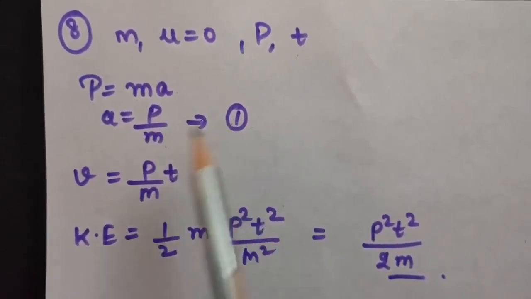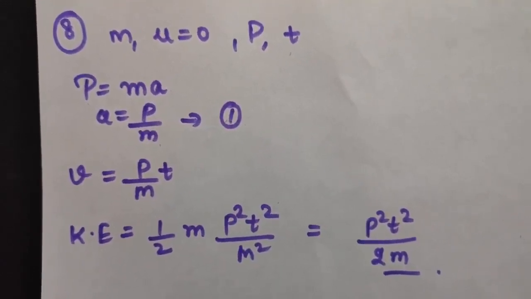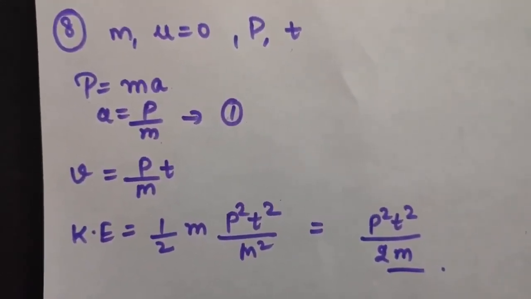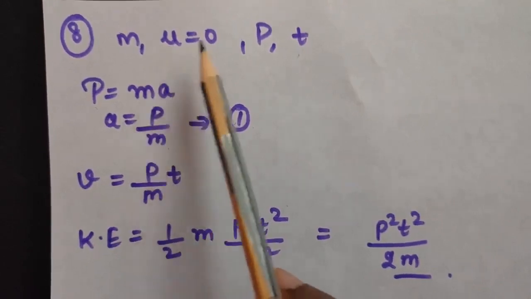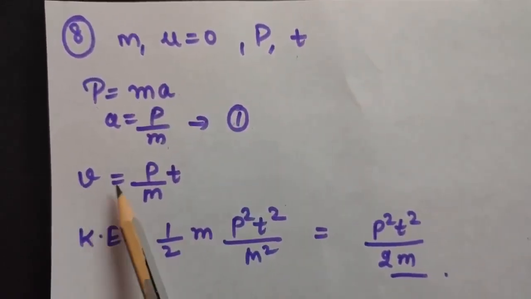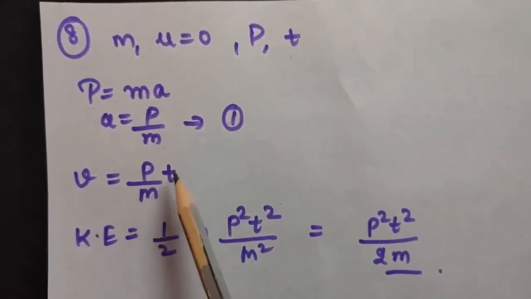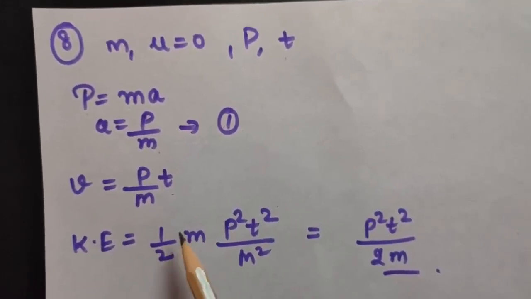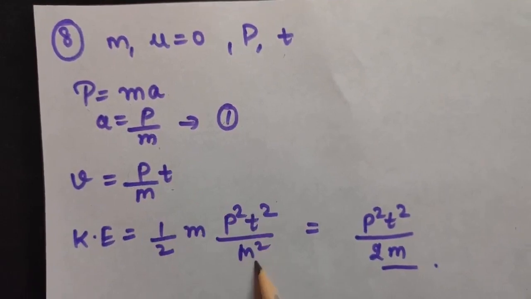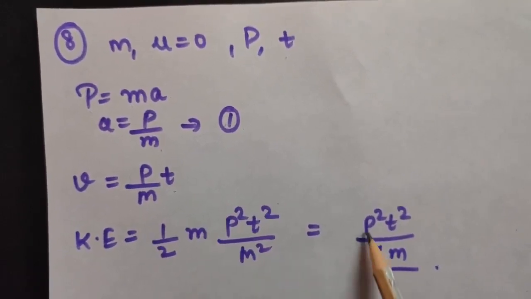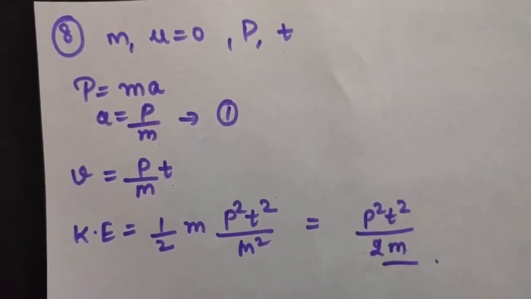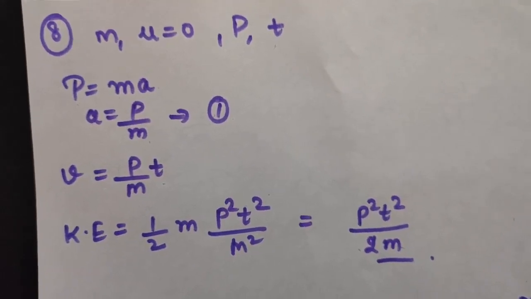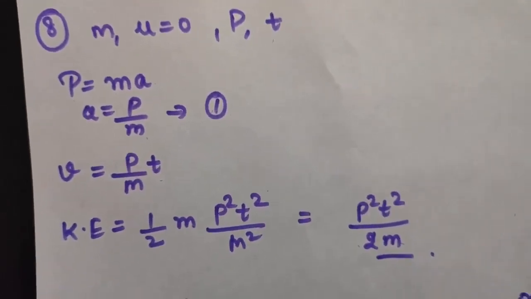Mark it first equation. Now as you know, v minus u is equal to at. So use that equation. u is given to be 0. So v is equal to a times t, that is p by m into t. So we have calculated the final velocity. So kinetic energy will be half m v square. Again m will cancel out. So you will get p square t square by 2m. So this is your kinetic energy after time interval t.